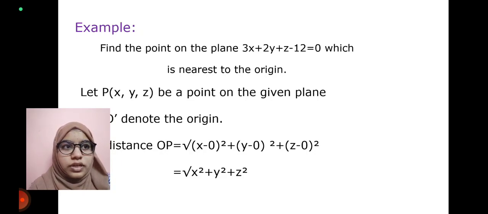For example, take this example: find the point on the plane 3x plus 2y plus z minus 12 equals 0 which is nearest to the origin. Solution: let P of x, y, z be a point on the given plane. Let O denote the origin. The distance OP equals the square root of (x minus 0) whole square plus (y minus 0) whole square plus (z minus 0) whole square, which implies root of x square plus y square plus z square.